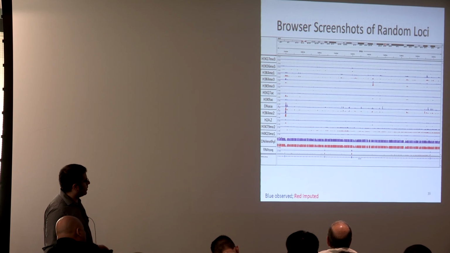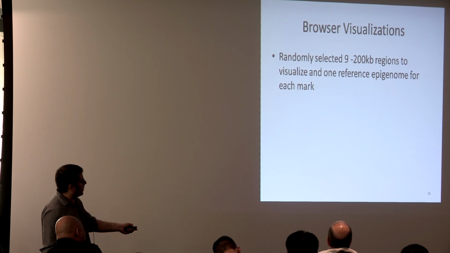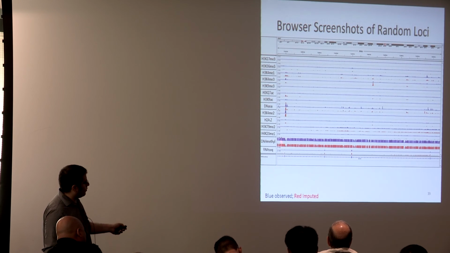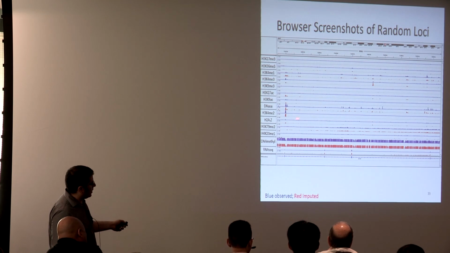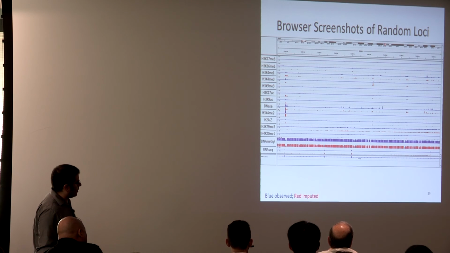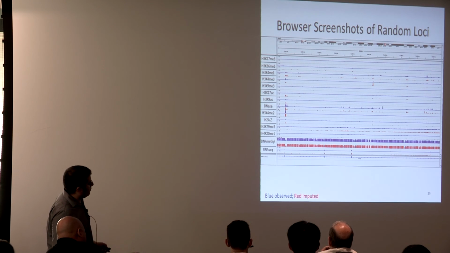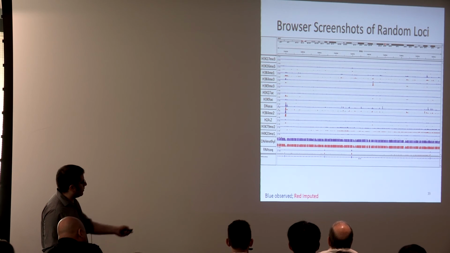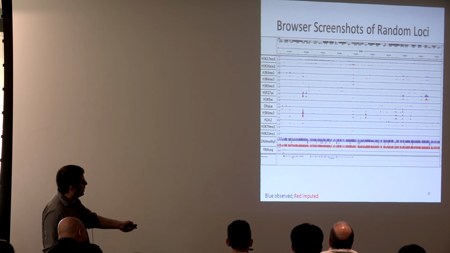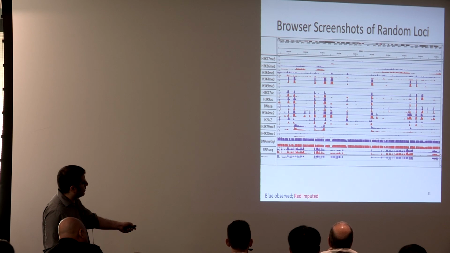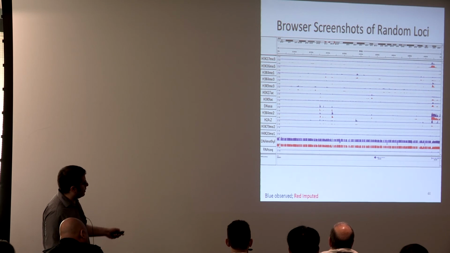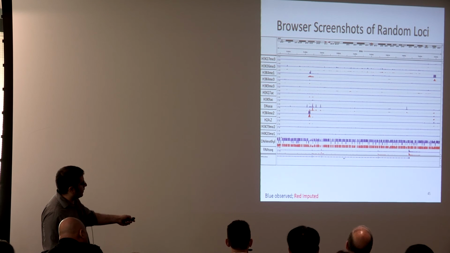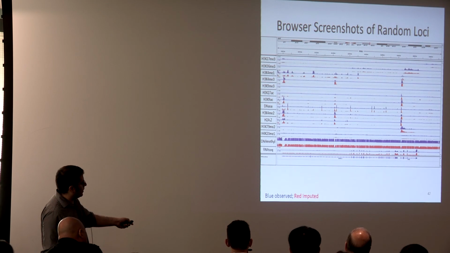So just to give you some intuition about how this performs, this is showing you in blue the observed data, and then red is the computationally imputed data using this compendium of data, where I've randomly selected 9 200 kb regions, and then for each mark I've randomly selected one of the available cellular epigenomes. So you can see it captures a lot of the information about the experiments without having done it. It doesn't always capture everything, but it does capture a lot of the peaks.